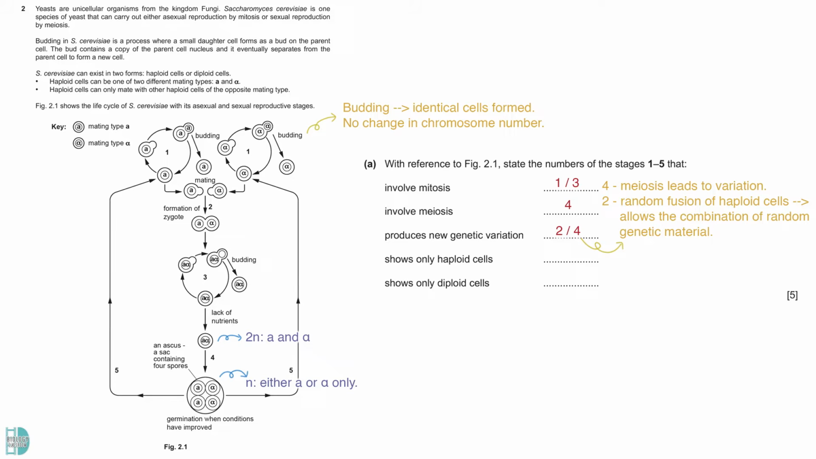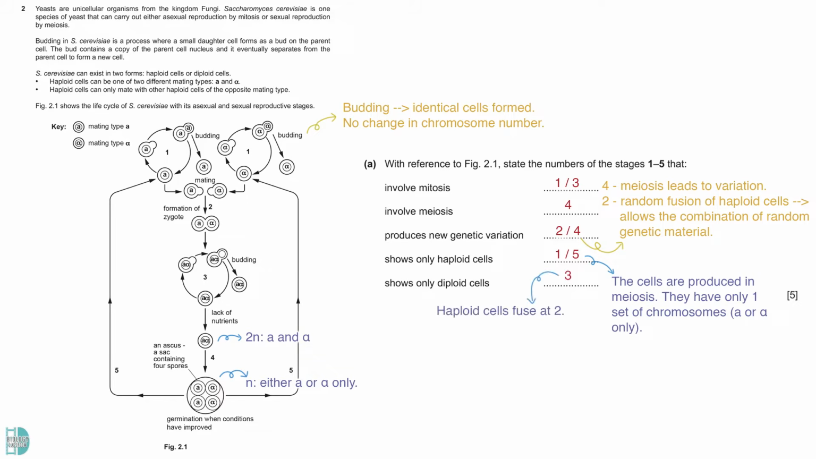The random fusion of haploid cells at 2 also leads to genetic variation as it allows the combination of random genetic material. 1 and 5 both only show haploid cells. These are the cells produced in meiosis. They only have one set of chromosomes. 3 shows diploid cells as the haploid cells fused before this.